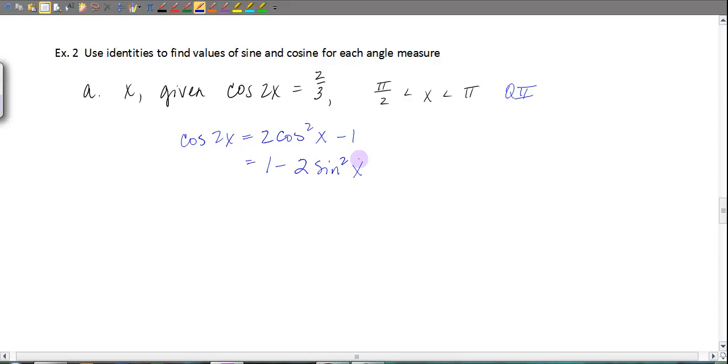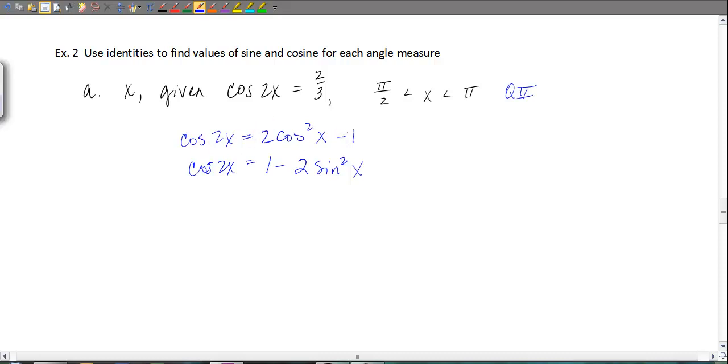These are the 2 choices that I could use, and the reason I'm doing that is because if I were to choose this first option, I have a 1 already there. I'm going to plug in 2/3 for cosine 2x, and that leaves me 1 unknown out of this. The same thing holds true for this one right here. If I have a 1 that I know of and I can replace cosine of 2x with 2/3, then all I'm solving for is sine squared x. Okay, so I can do that here.